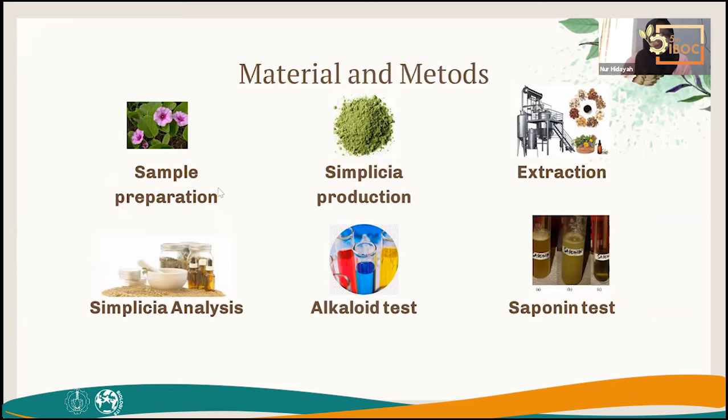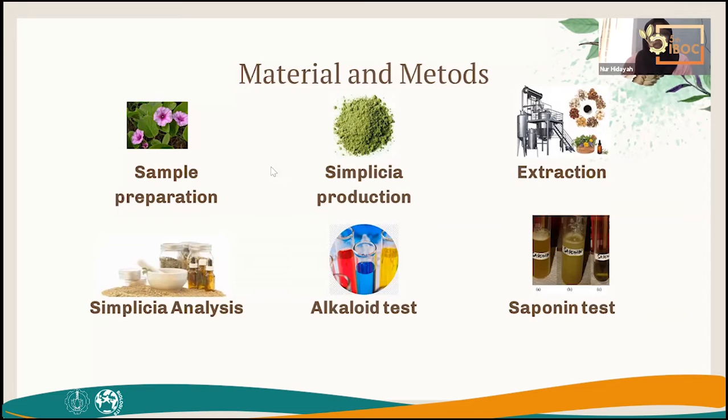This is some methods. The first is sample preparation. In this stage, we pick the leaf of the Ipomoea pes-caprae and do a morphometric analysis, and then we get to the second stage, the Simplicia production.